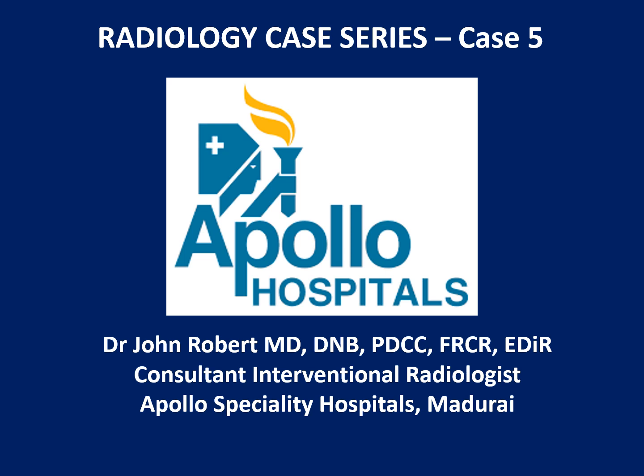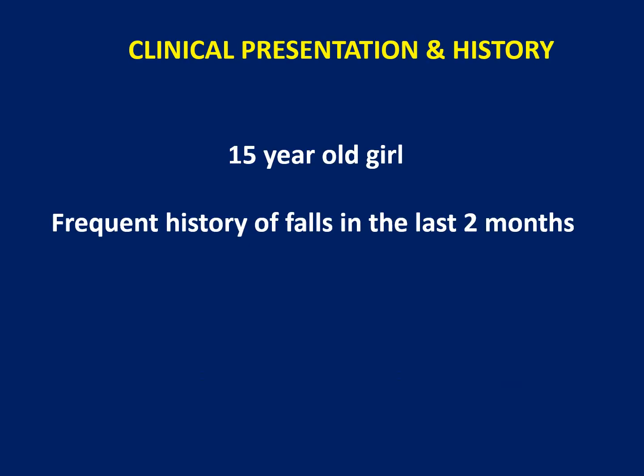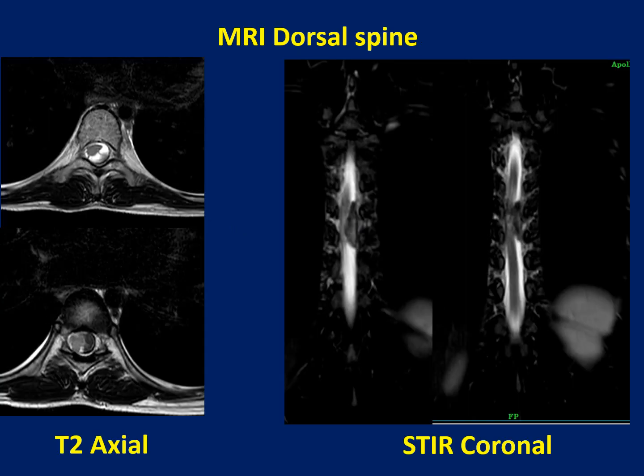Good evening, everyone. Today we'll be seeing the fifth case in the radiology case series. So this is a 15-year-old girl who presented with frequent history of falls in the last 2 months. These are MRI dorsal spine images, T2 axial images, and the STIR coronal images.